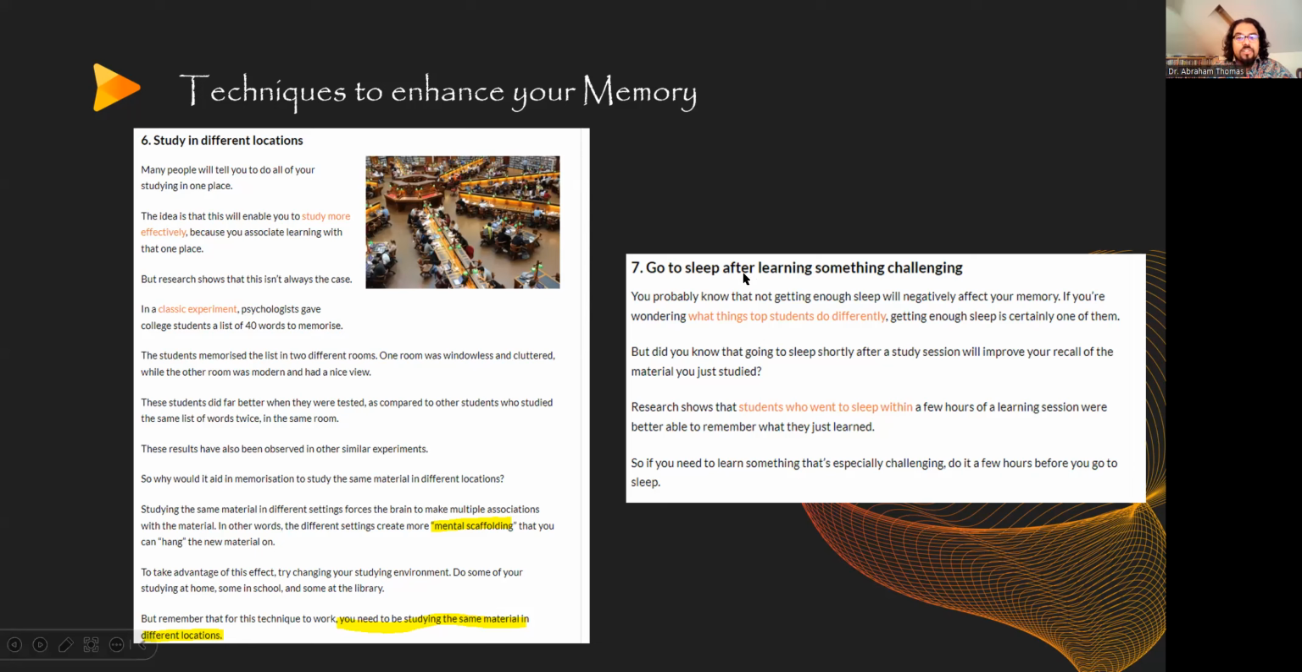Next, going to sleep after learning something challenging is something that was found to be very, very effective, and apparently something that top students do. Research showed the students who went to sleep within a few hours of a learning session were better able to remember what they just learned. Okay.